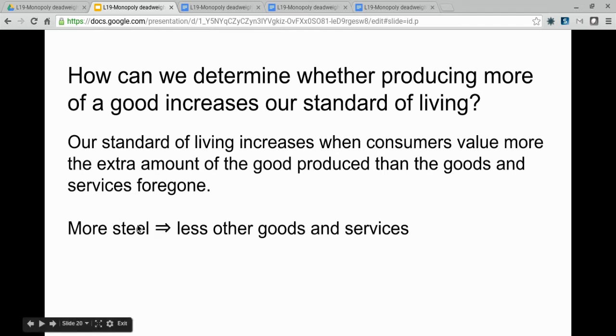If consumers value more the extra steel produced than they do the goods and services foregone, then the standard of living increases. If consumers value more the goods and services foregone than the extra steel, then the standard of living decreases.